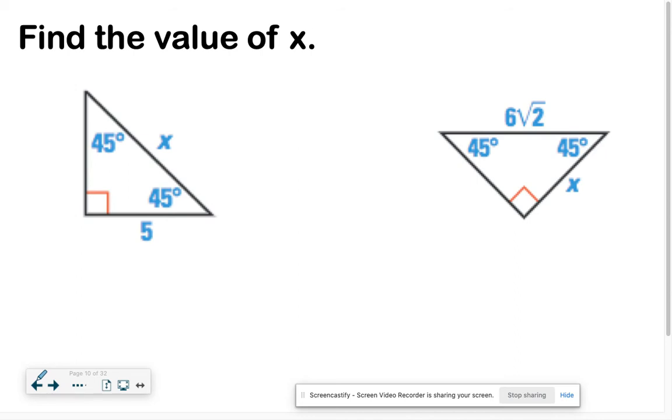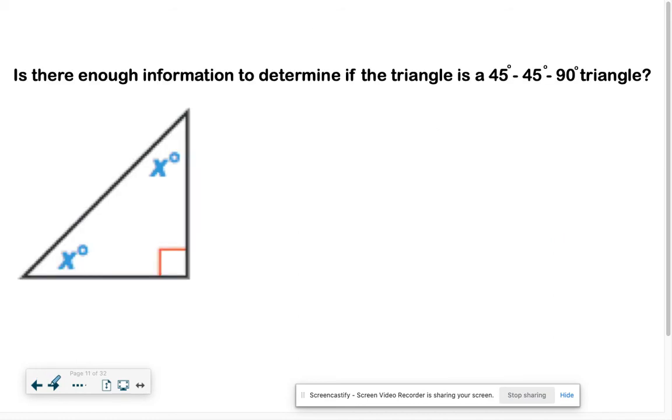Was that enough time for these 2? Okay, what did you get in this first one for x? 5 root 2. Yeah. The last one is just a 6. Oh, this is easy. So it's not so bad, right? Okay. Let's worry about this one.